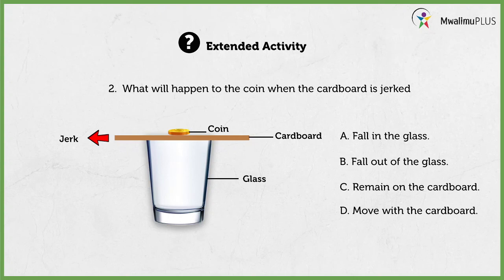A, it will fall in the glass. B, it will fall out of the glass. C, it will remain on the cardboard. And D, it will move with the cardboard. So out of those 4 choices, there is one which is right. When you pull the cardboard faster, what will happen to that coin? So I welcome you in the next lesson, where we are going to review this and see what is likely to be the answer for this.